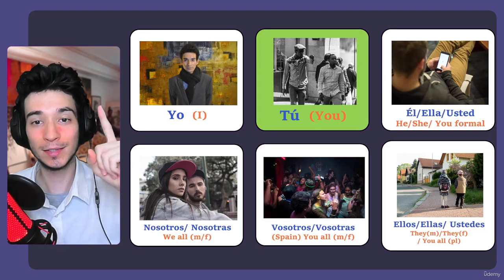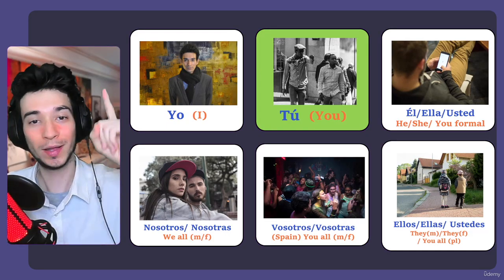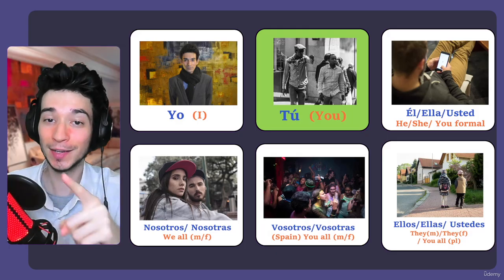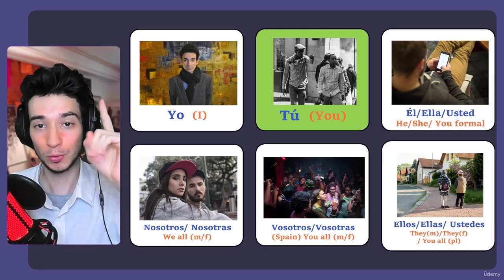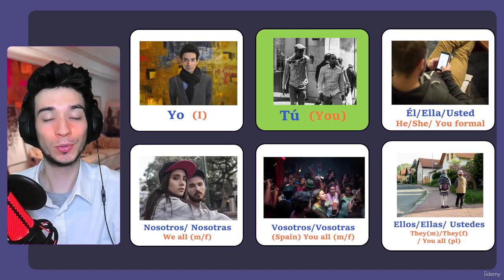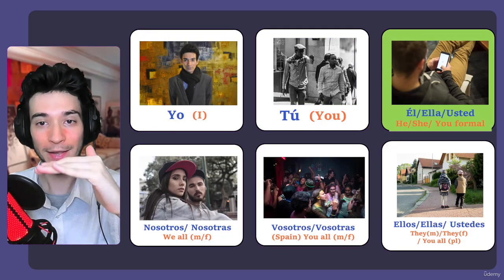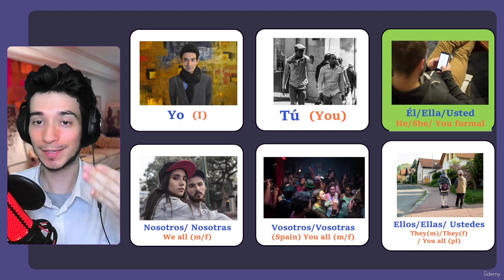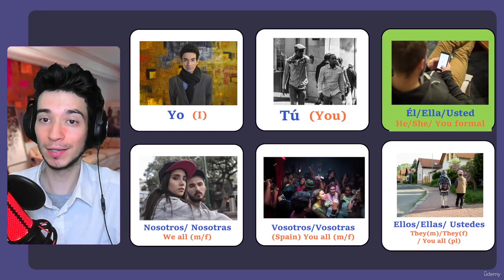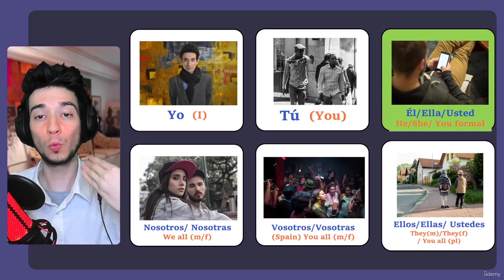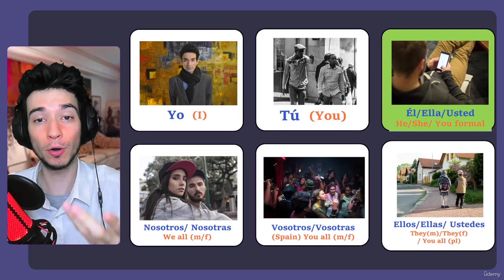And the next one is tú, which means you. Don't forget to put the accent on the letter U. Tú, you. Simple. The third one, there are three types. Él, which means he. Ella, which means she. And there's also usted. Usted means you, but formal.